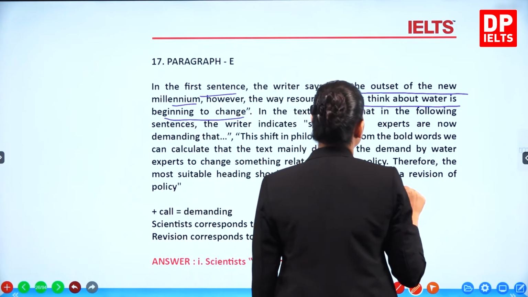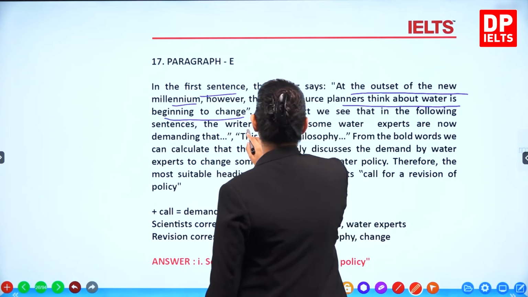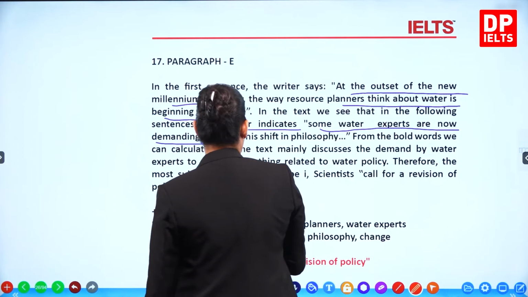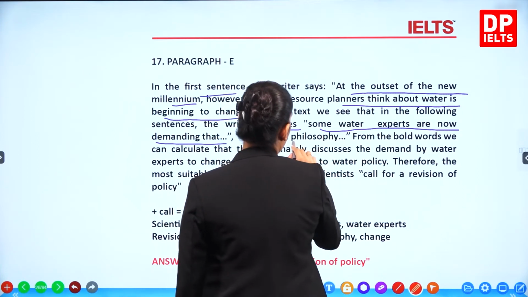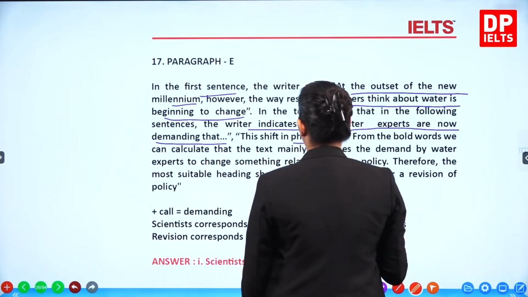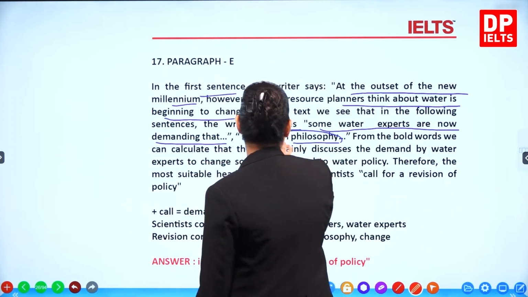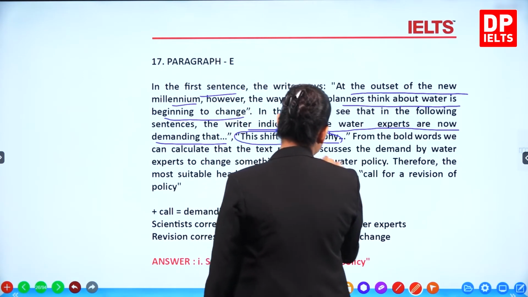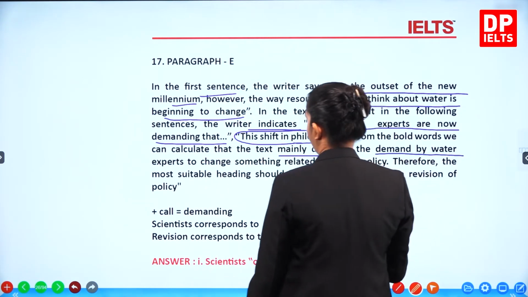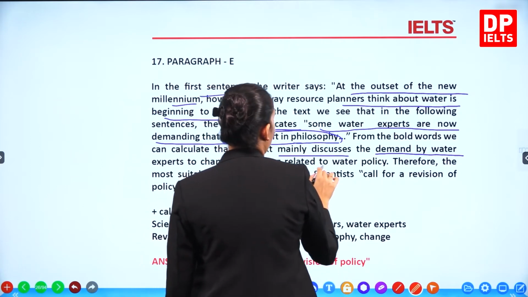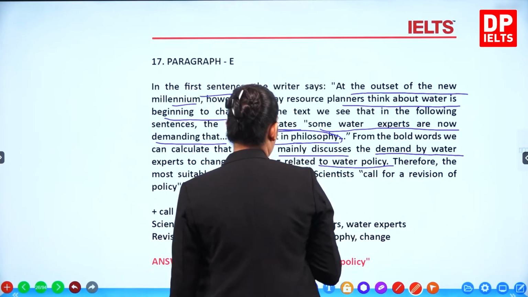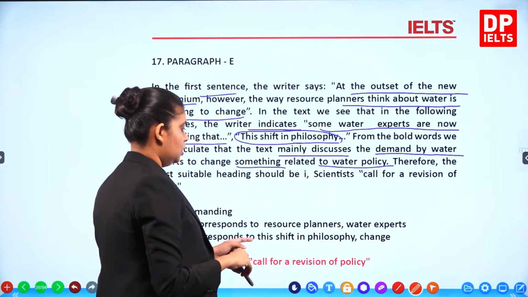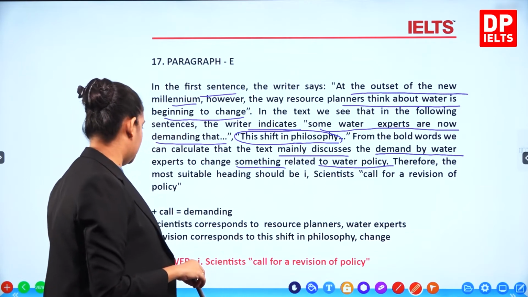In the text, we see that in the following sentences, the writer indicates some water experts are now demanding that, right? So this shift in philosophy, from the bold words we can see, can calculate that the text mainly discusses the demand by water experts to change something related to water policy, right? So therefore, call means demanding, scientists correspond to resource planners, water experts.